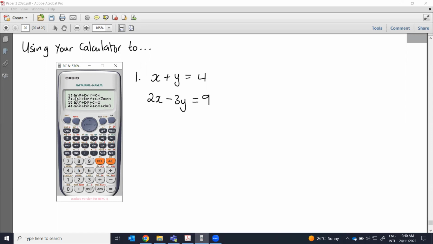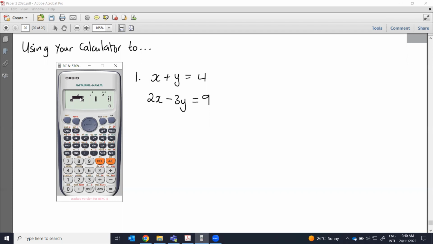And then you can see there's a list of options for types of equations that you're trying to solve. Now, this is a linear equation with only two variables, x and y. So we pick our first option, option 1. Okay, so you'll come up with a matrix like this.